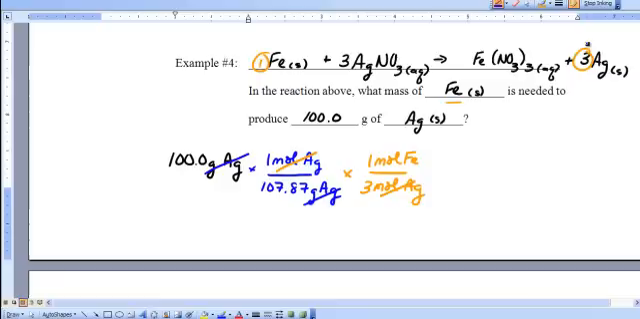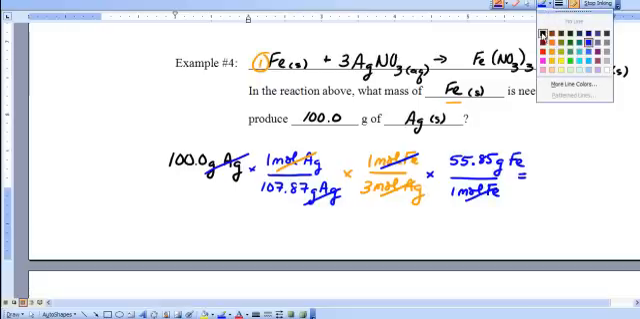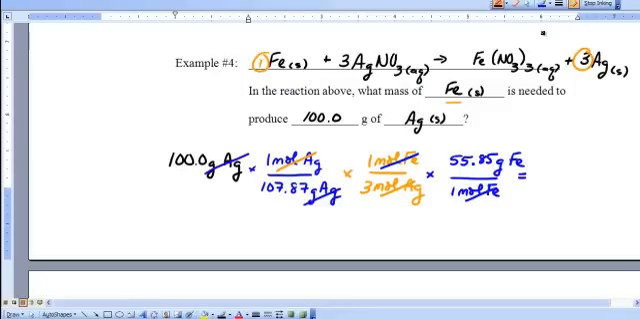Now the question again asks us what mass of iron. So we don't want to stay in moles of iron. We want to change that into mass, to go from moles to grams. So you use the molar mass. On the periodic table it says 55.85 grams of iron for every 1 mole of iron. The moles of iron divide out top and bottom. And now you're ready to do the calculation. So you have 100 times 1 divided by 107.87 times 1 divided by 3 times 55.85 divided by 1, and when you perform that calculation you should get 17.26 grams of iron, grams of Fe.